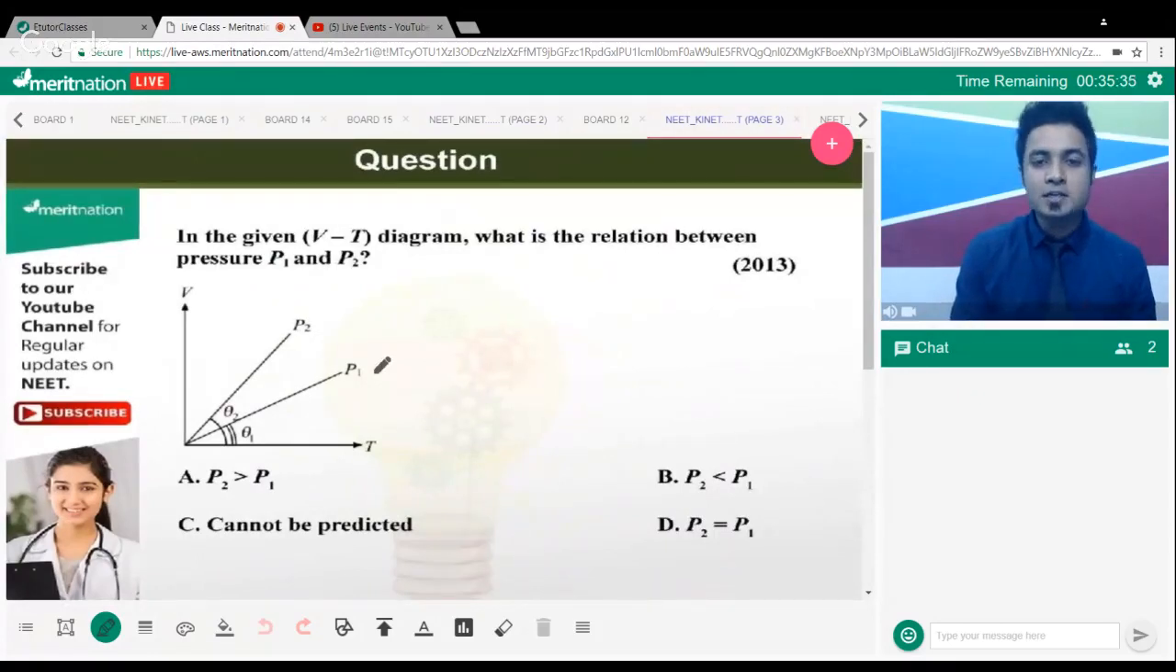This one is the VT diagram. What is the relation between P1 and P2? Here the graph is shown, and we have two graphs, or you can take two gases. One gas is following this line and the other one is following this one. You can consider the pressure for the first gas to be P1, and the second one P2. And guys, these thetas are the angles made with the temperature axis. So can anybody tell me what the slope represents here?